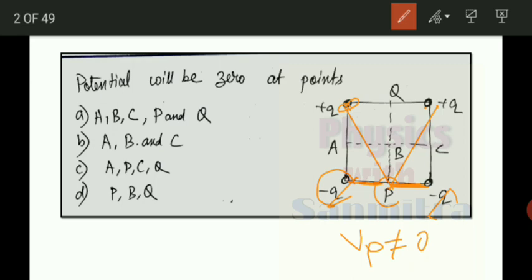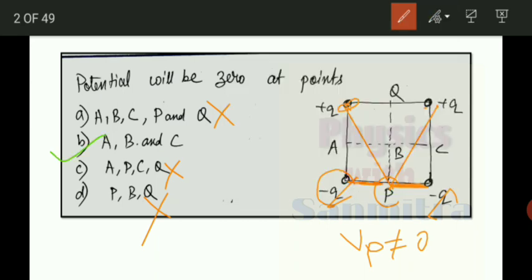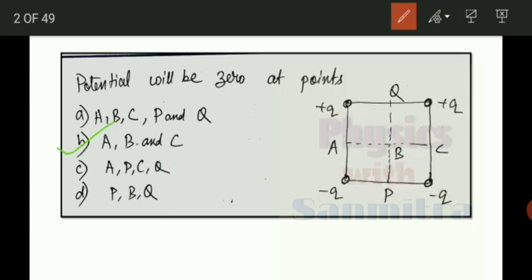So we will eliminate the options which have P. The first was already eliminated, so only one option is left, that is B. Let's look at B and C. For point B, we have to examine this point. It is equidistant from all the charges, and there are plus q and minus q, plus q and minus q, so there are two pairs of charges, and the potential is 0 here. Also this point C is similar to point A, that is, these two charges have the same distance, and this pair of charges also has the same distance from C. So I can say my correct option is option B, that is A, B and C.